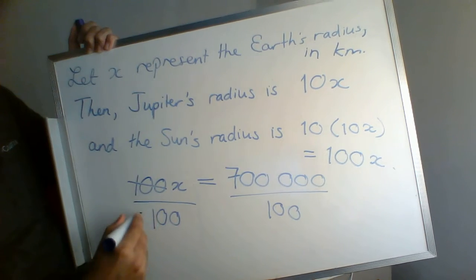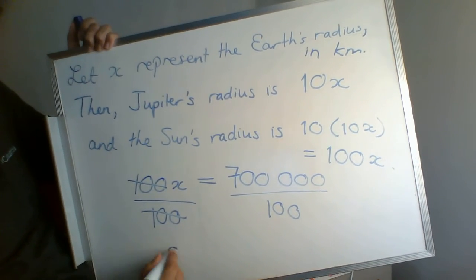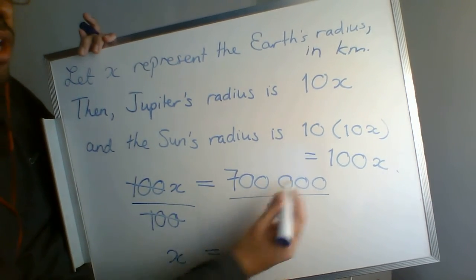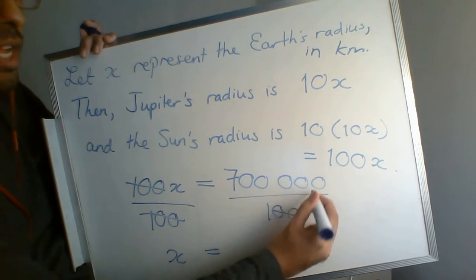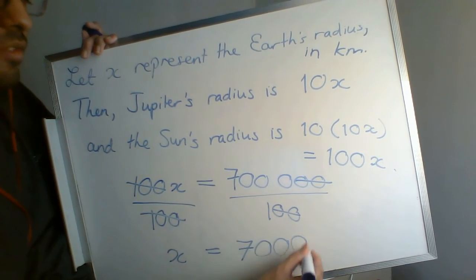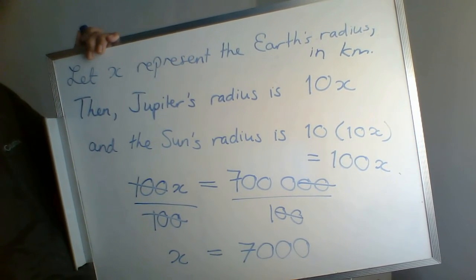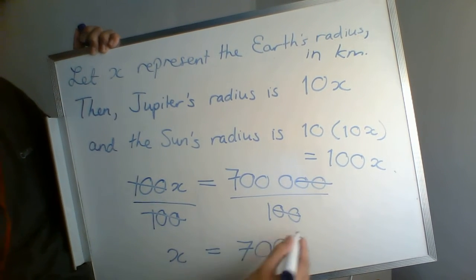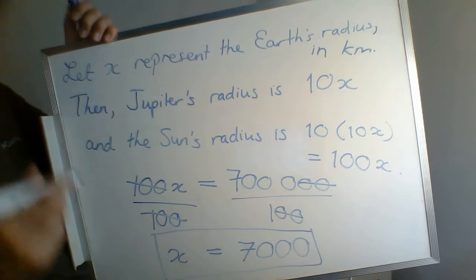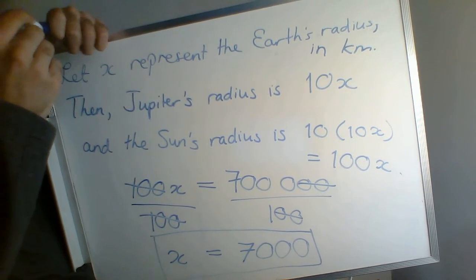So on the left side, these hundreds will disappear, and I'll be left with just x. And on the right side, we've got 700,000 divided by 100, cancel 2 zeros there, cancel 2 zeros there, and we're left with 7,000. Alright, so now that's it. We've actually already just solved for x right there. No extra work is necessary.